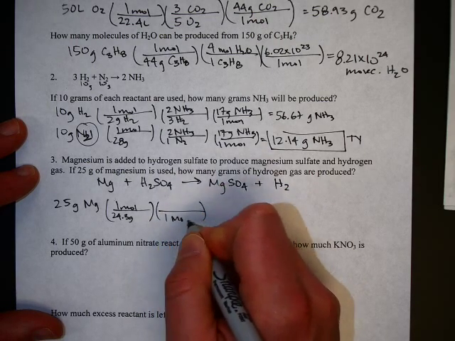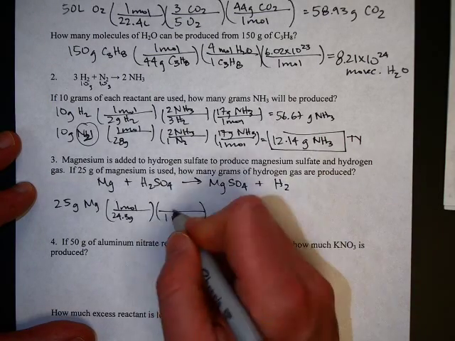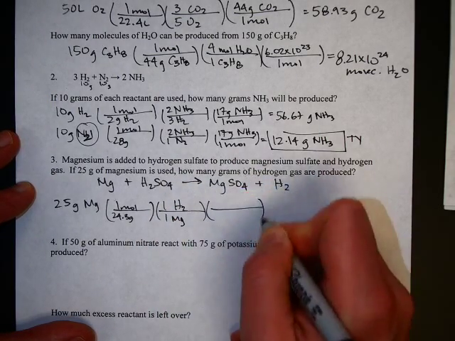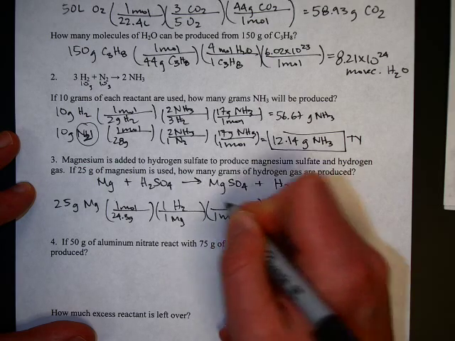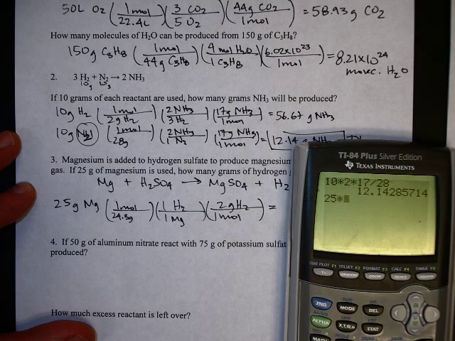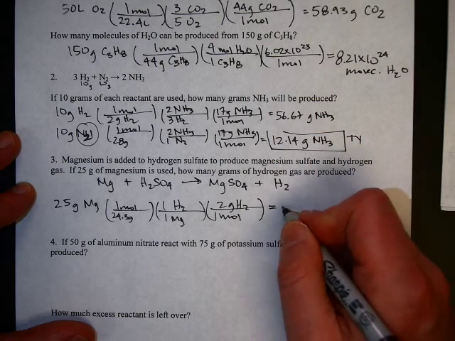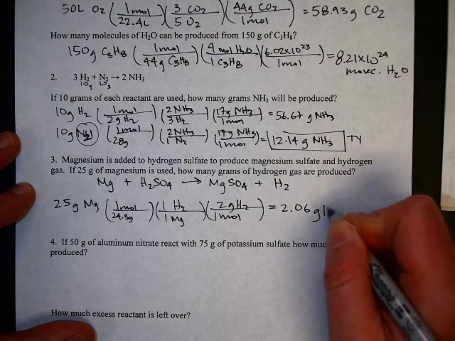1 mole of magnesium gives us, says how many grams of hydrogen are produced. So 1 mole of hydrogen. Molar mass of hydrogen is 2. So take 25 times 2 divided by 24.3, and you get 2.06, we'll call it, grams of hydrogen produced.